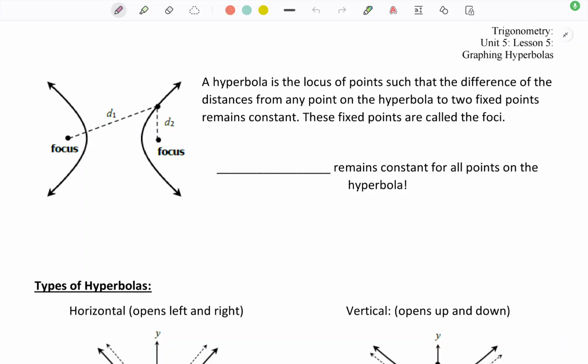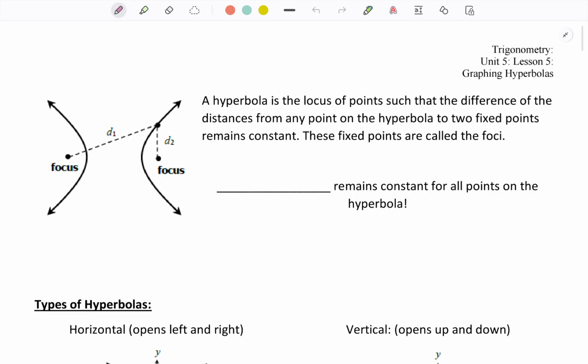So for this lesson, we are going to be talking about hyperbolas. Hyperbolas are the conic section that is created by the locus of points such that the difference of the distances from any point on the hyperbola to two fixed points remains constant. And those fixed points, again, just like in ellipses, are called the foci.